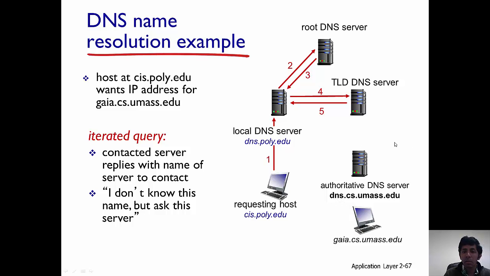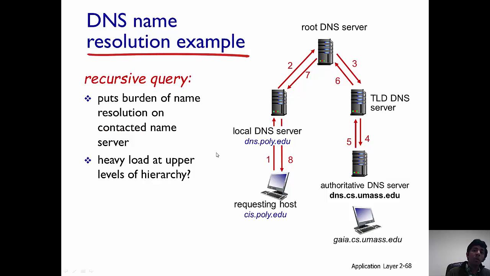What the local DNS server is then going to do is contact the authoritative DNS server, and the authoritative DNS server is going to respond back to the local DNS server with the IP address of gaia.cs.umass.edu. And then this information is going to be sent back to the requesting host. So this is the iterated query process through which domain names can be resolved.